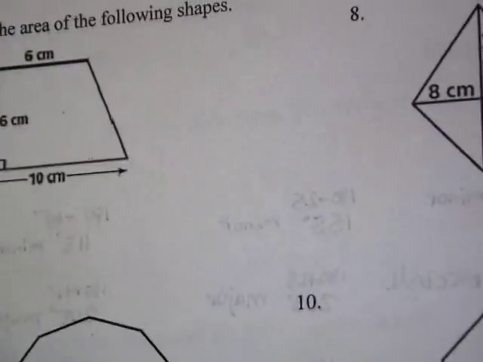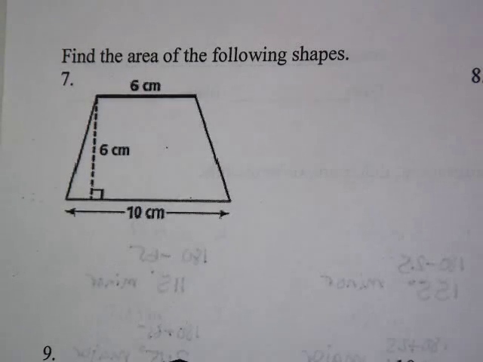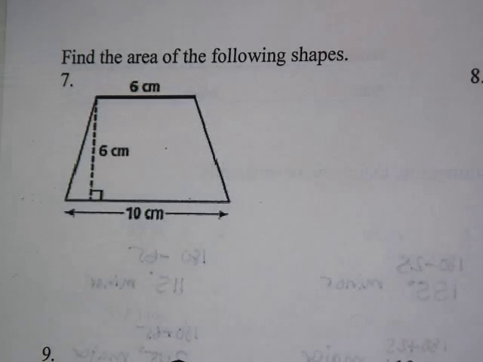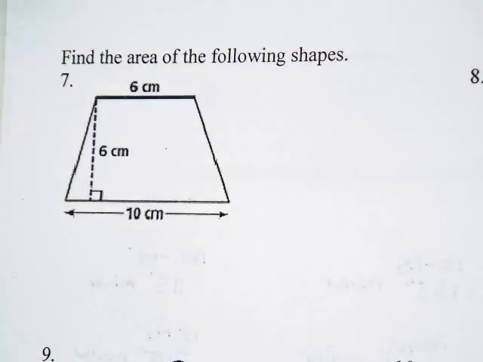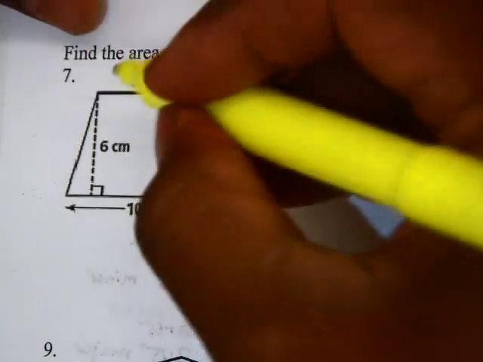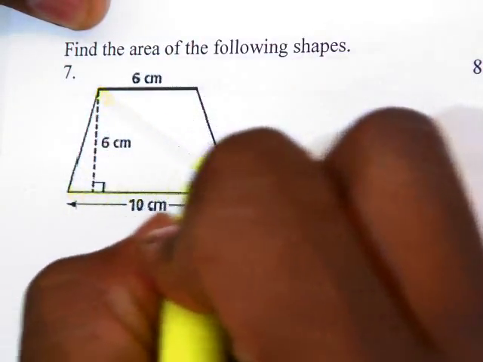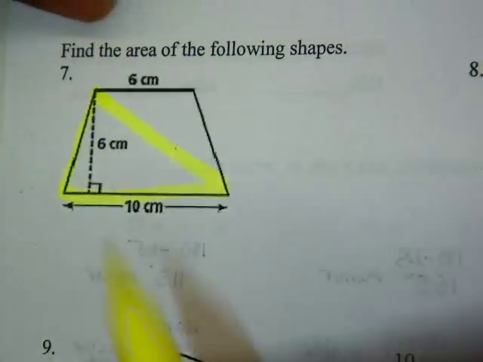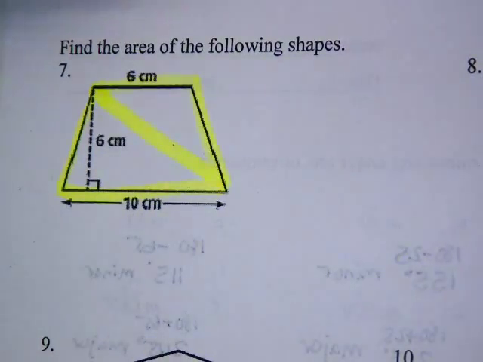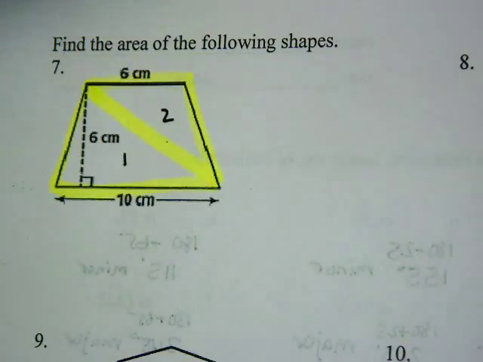On the back, we need to find areas of these following shapes. This is a trapezoid, so one could use the area of a trapezoid formula, except I'm just not good at memorizing stuff, so I won't do it that way. I'll do it by creating two triangles. This is triangle 1 and that's triangle 2.